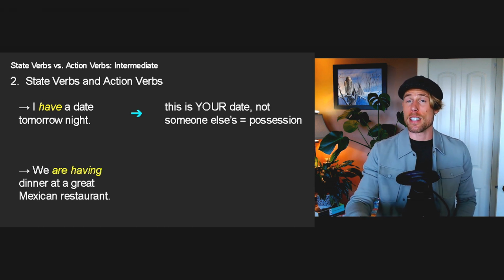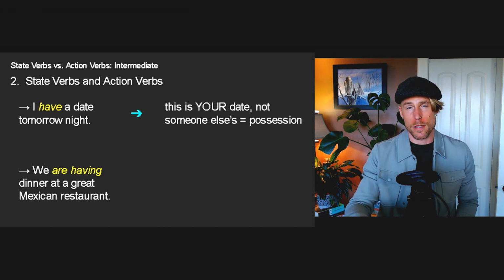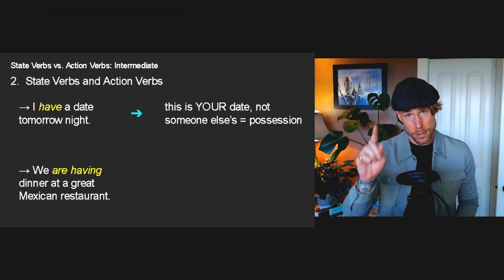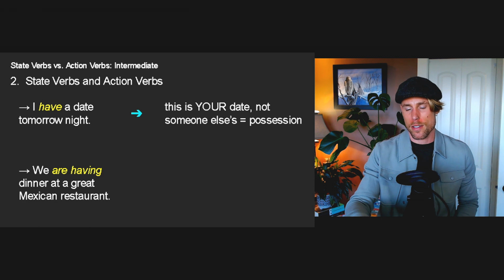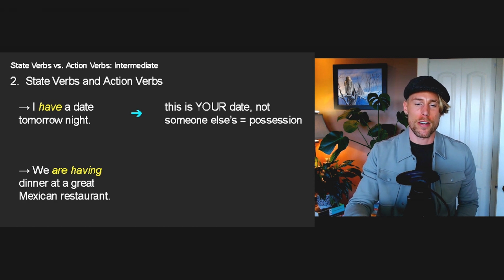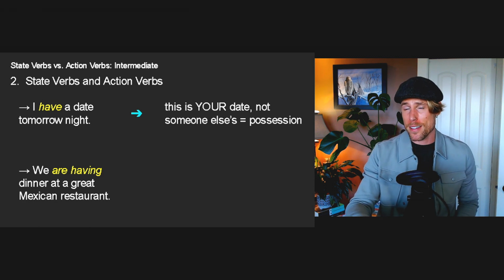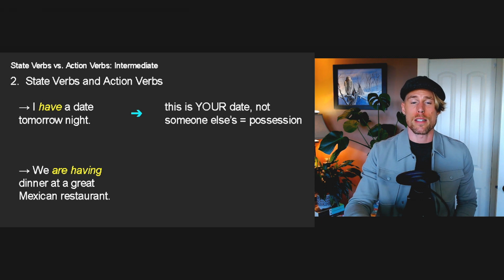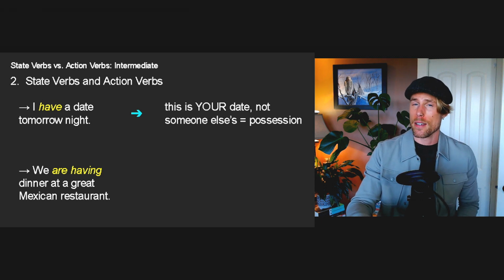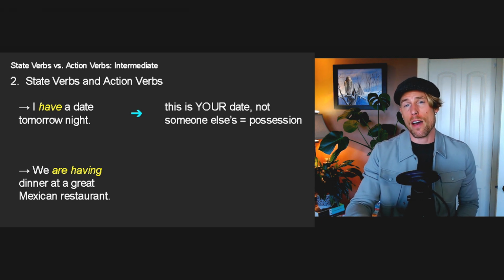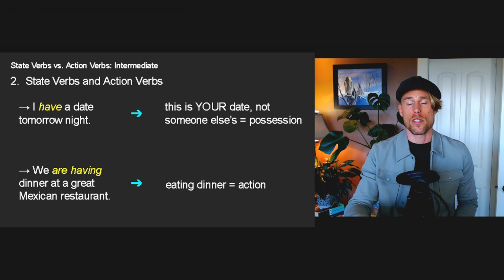We are having dinner at a great Mexican restaurant. I absolutely love Mexican food. Tacos, soft shell, always soft shell, very delicious. We are having dinner at a great Mexican restaurant. This example is not a state, it is an action. Having dinner means eating dinner. So it's an action.